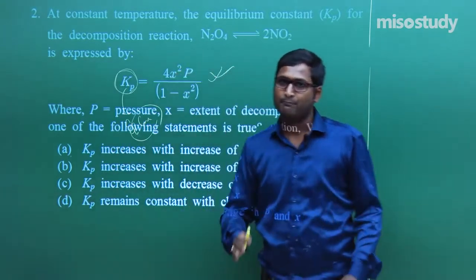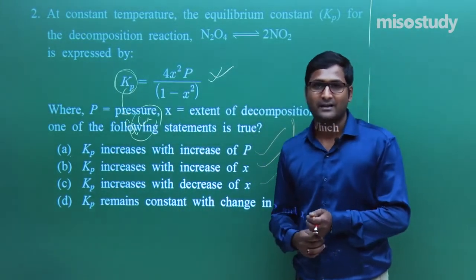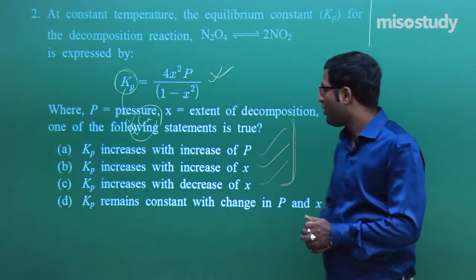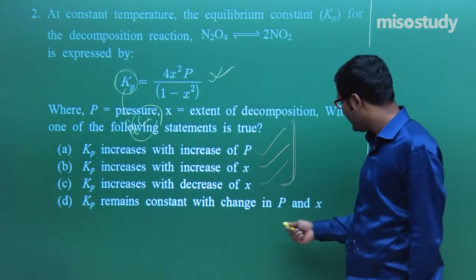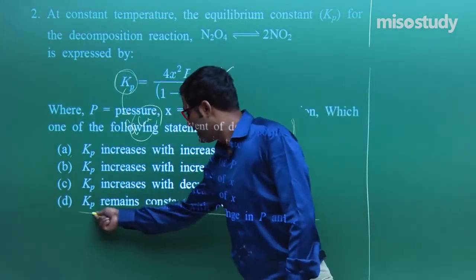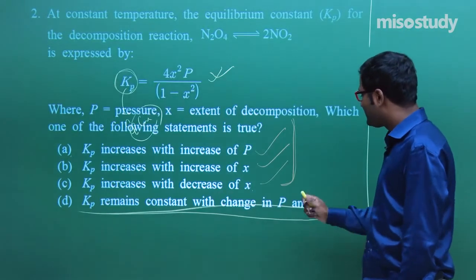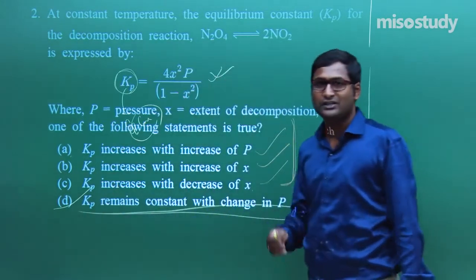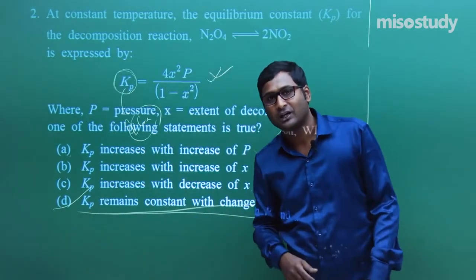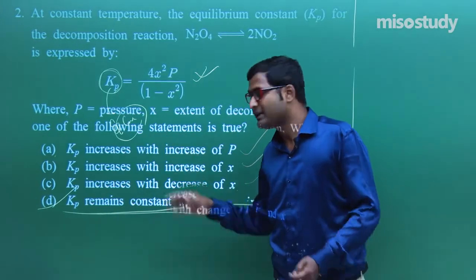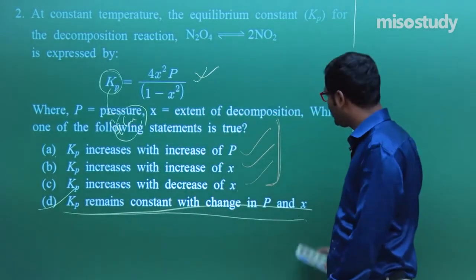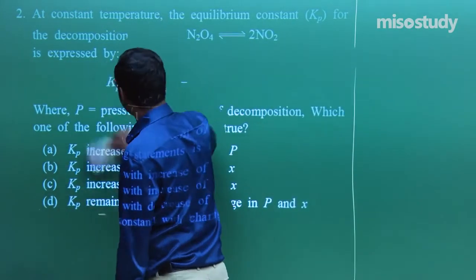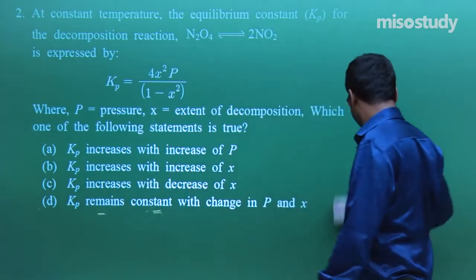So before judging the options, before finding the correct answer, check the basic formula, otherwise the answer will be wrong. So this option is not correct. The actual option is this one: Kp remains constant with change in P and x. That is, K generally depends only on temperature. Clear to you? This is one of the best theoretical questions. Now I'm going to wrap this part, friend, and move towards the next question. Check it out, what will happen in this series.